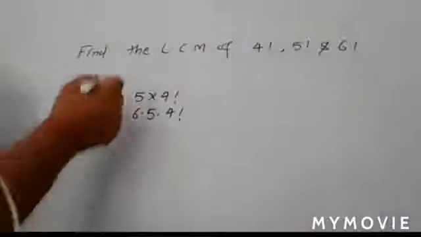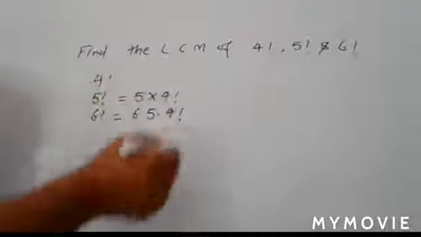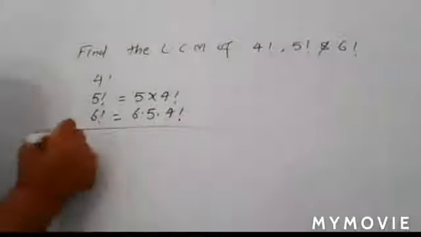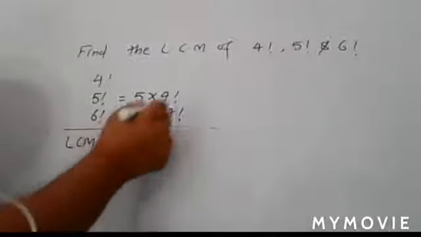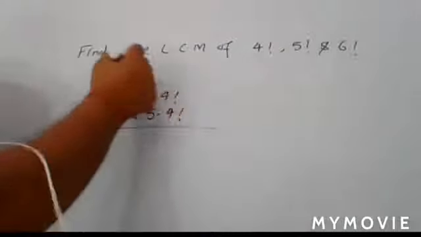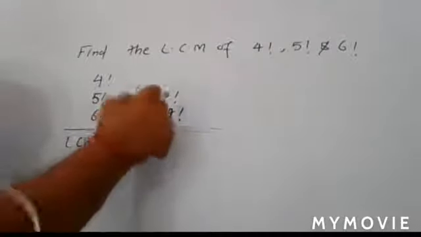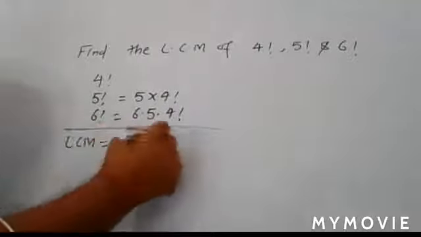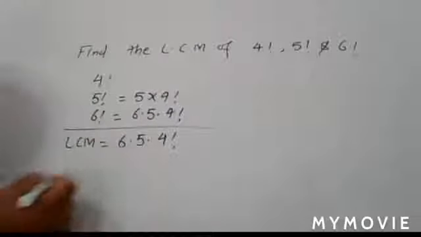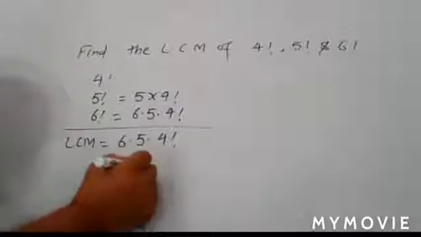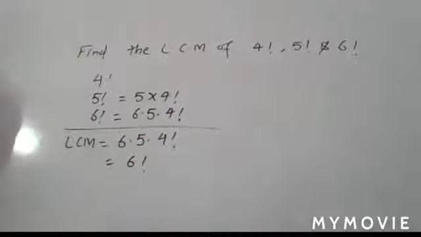Understand? So if you are taking the overall LCM, first you see here factorial 4 is common within all of them, 6 and 5 are common in between two, so you have 6, 5 and 4 factorial. Now if you simplify it, you have 6 factorial. So that is the LCM of 4 factorial, 5 factorial and 6 factorial.